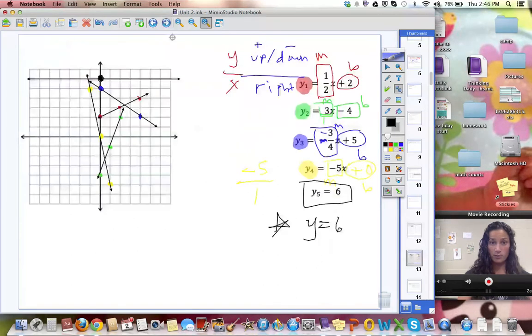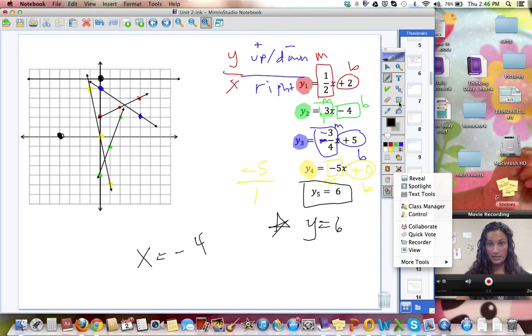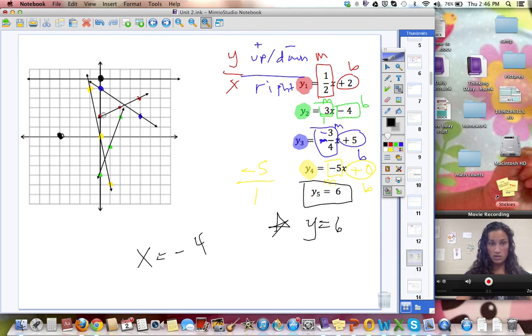Let me give one more example. I'm just going to make up a problem now. Let's say it's x equals -4. X equals -4: 1, 2, 3, 4, right here. Put a point, and then x equals looks like a y line, so I just make a line that goes there.